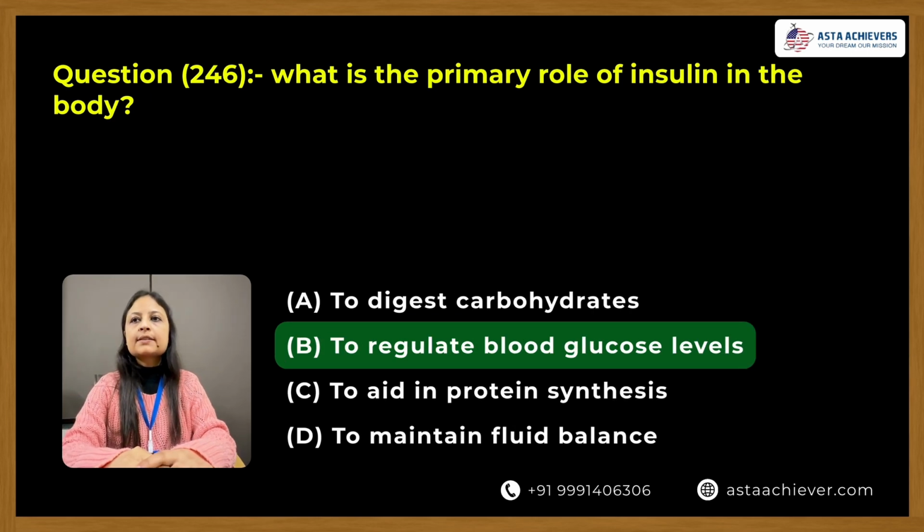Question 246. What is the primary role of insulin in the body? Option A, to digest carbohydrate. Option B, to regulate the blood glucose level. Option C, to aid in protein synthesis. And option D, to maintain the fluid balance. So option B, to regulate the blood glucose level, is the correct answer, because its primary function is to regulate blood sugar by acting as a key that unlocks the cell to absorb the glucose for energy, thereby lowering the blood glucose level.